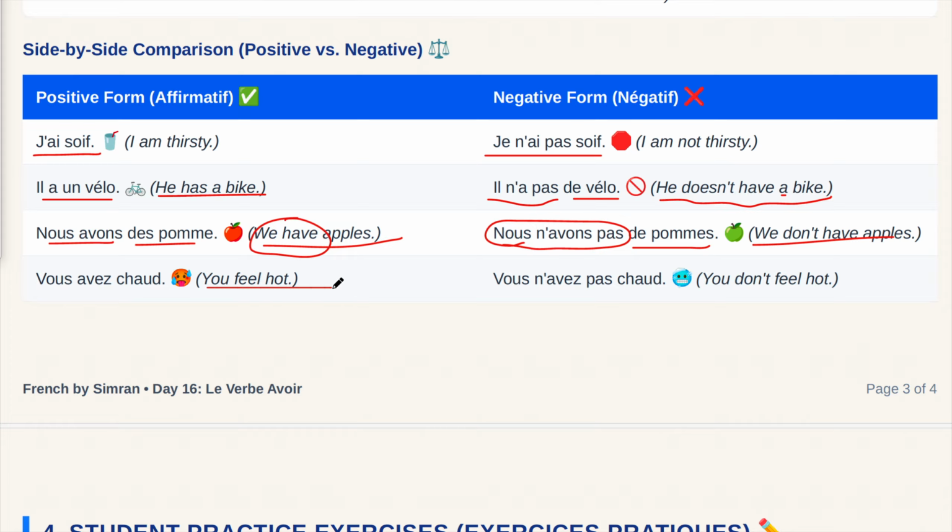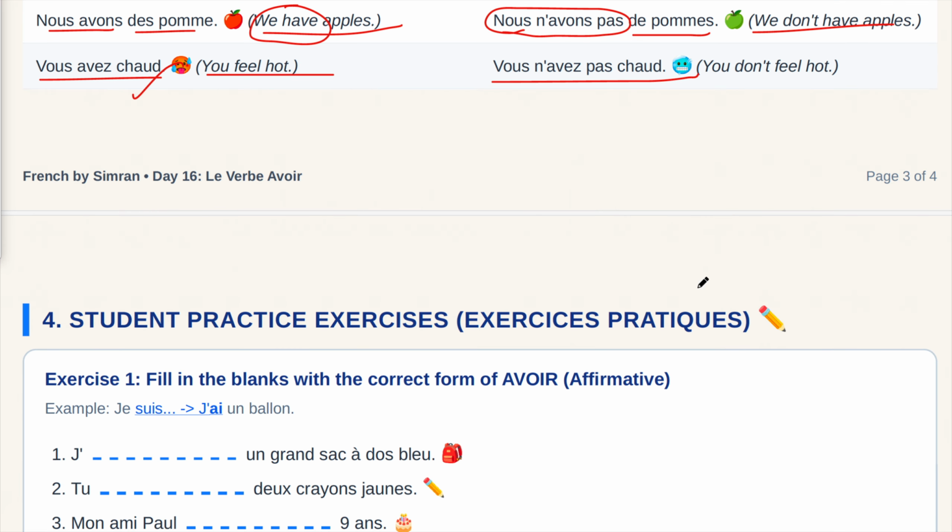Next is you feel hot, so it is vous avez chaud. Vous avez chaud. Now write down on your own. How will you convert it to the negative? Vous n'avez pas chaud. D'accord? Don't worry, I have an exercise for you to practice this tense.